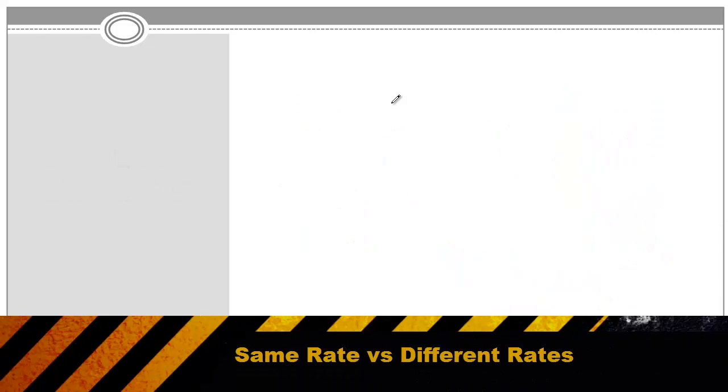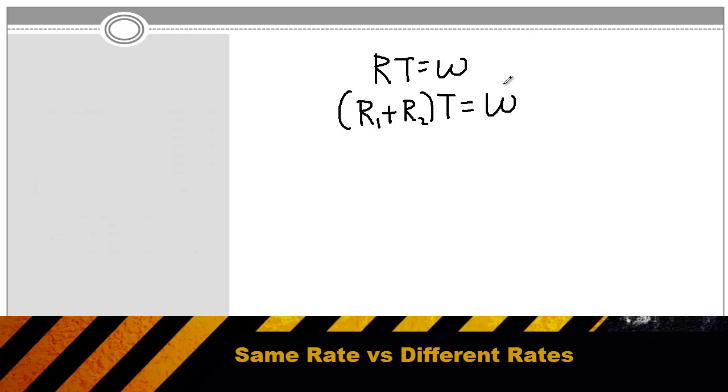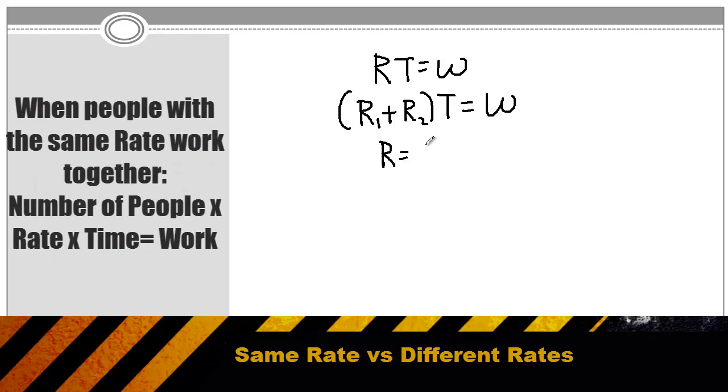So to sum up the equations you have to know for work, if you have one person or one machine doing a job, your equation is simple. It's your rate times your time is equal to your work. If you have two machines or two people working with different rates, you say the first rate plus the second rate. That gives you your combined rate. And you multiply your combined rate times the time, and that gives you the work being accomplished. Your rate is going to be equal to 1 over your time, and your time is going to be equal to 1 over your rate.